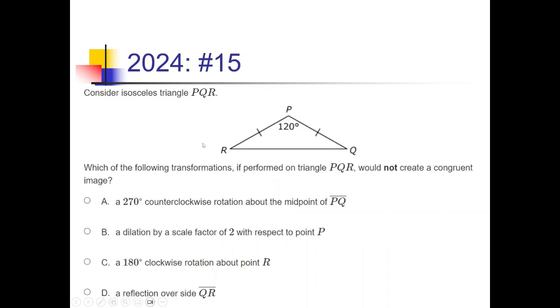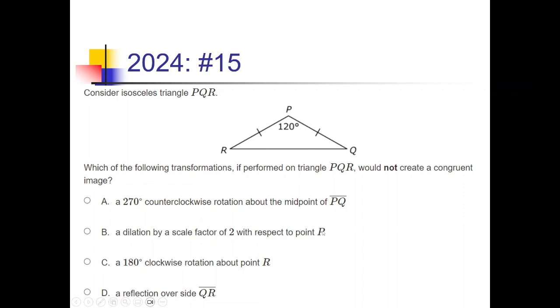For this next question, we have this isosceles triangle, PQR, and we're asked which of the following transformations would not create a congruent image. So we have a 270-degree counterclockwise rotation, a dilation with a scale factor of 2, a 180 rotation, and a reflection over one of the sides, side QR here.